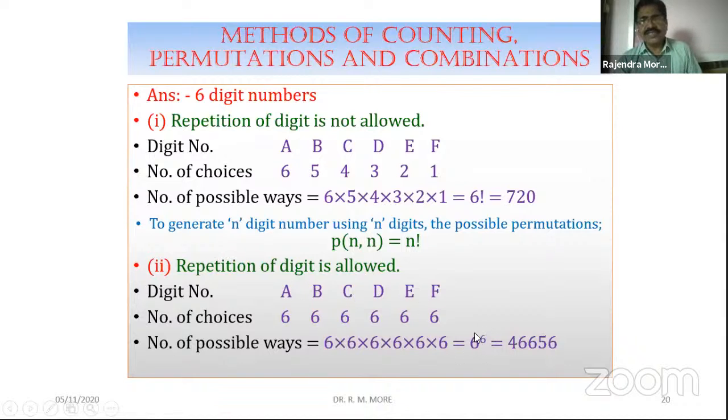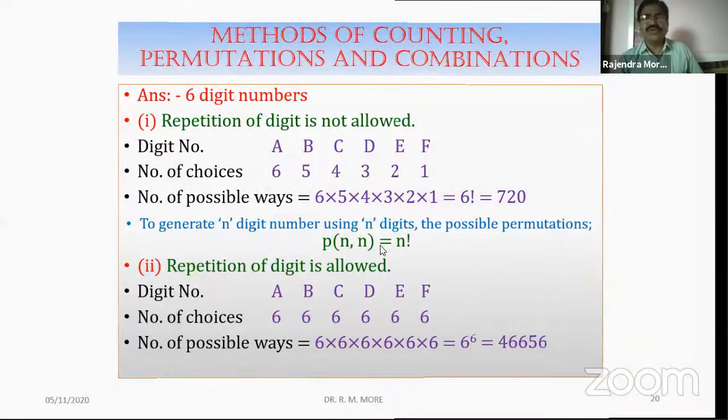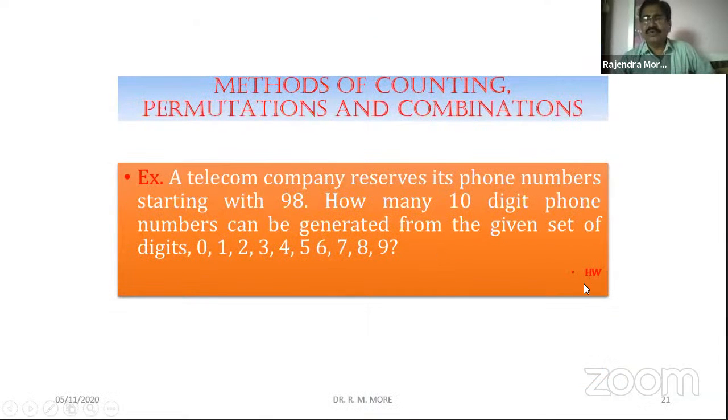So if repetition is allowed, then 46,656 6-digit numbers can be generated. But if the repetition is not allowed, then only 720. See what is the difference between these two. So lucky draw numbers are based on this. This is only an example for our students to do as homework.